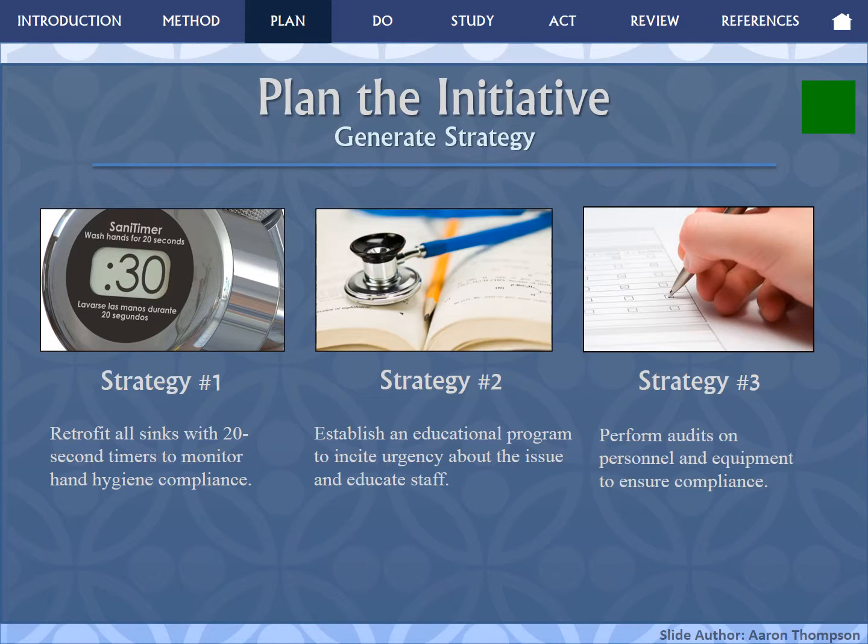After reviewing the data and establishing objectives, we can formulate our strategy. First, the organization will address equipment issues within the system. This includes installing timers on all hand washing areas that will ensure that the water remains on for at least 20 seconds. Secondly, an educational program will be rolled out that will clear up misconceptions about hand hygiene and help staff make the connection to hospital-acquired infections. Lastly, audits will be performed to ensure compliance. This will include audits on equipment data and visual observations of personnel.